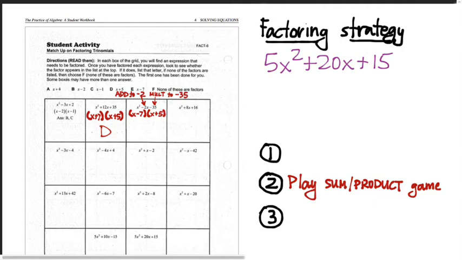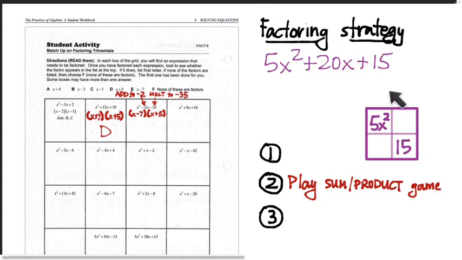let's return back to what the sum and the product game first looked like when we were first talking about it last week. The idea behind the game is that we want to undo the process of this lattice multiplication, in which we would take these 3 terms, the 5x squared, the 20x, and the 15, and try to distribute them inside of this multiplication lattice in a way that's going to allow us to work from the inside out. And the way that we usually do that is we take the quadratic term and we put it in one of the squares. We take the constant term and we put it in one of the other squares. And then we start the game of trying to figure out, all right, what numbers can I put here that are going to multiply together to give me 15?